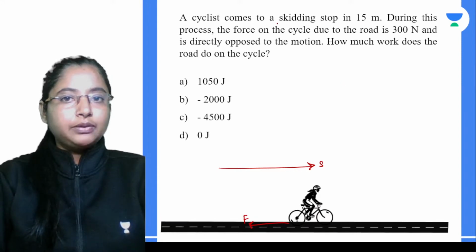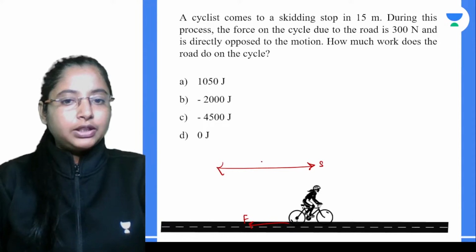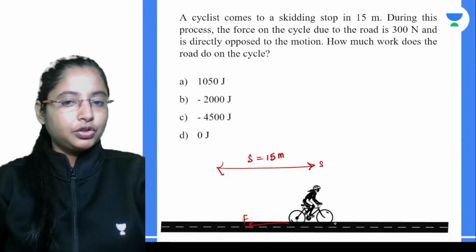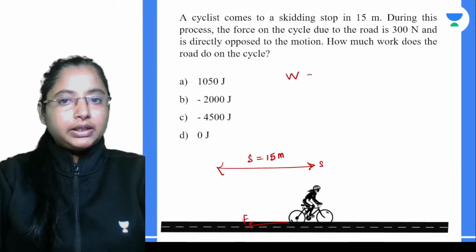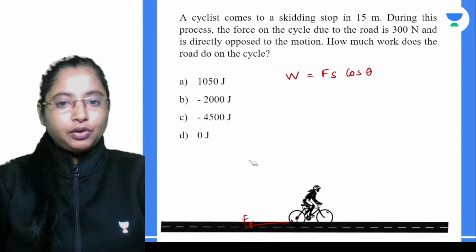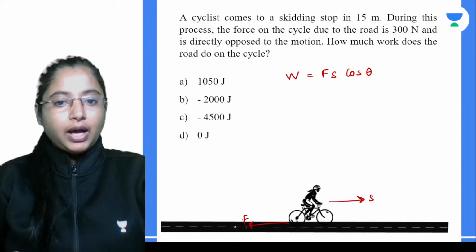She is coming to a skidding stop in 15 meters, so the displacement over here is 15 meters. The force in this case is basically the frictional force, because frictional force will bring the cycle to a stop. So work done is F into S into cos theta. Now think about the displacement. The force is acting in this direction, and the displacement is in the forward direction, so the angle between the force and the displacement vector is 180 degrees.